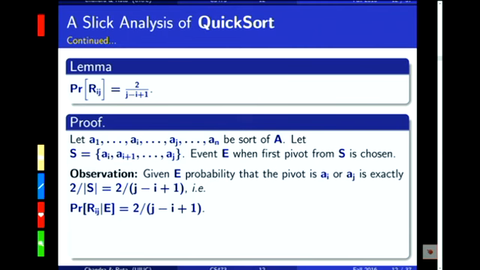But what is the probability of E happening? Throughout the algorithm, not in one round. During the algorithm, what is the probability that E will happen? 1, right? Because if E doesn't happen, how would I sort the elements which are between AI and AJ?